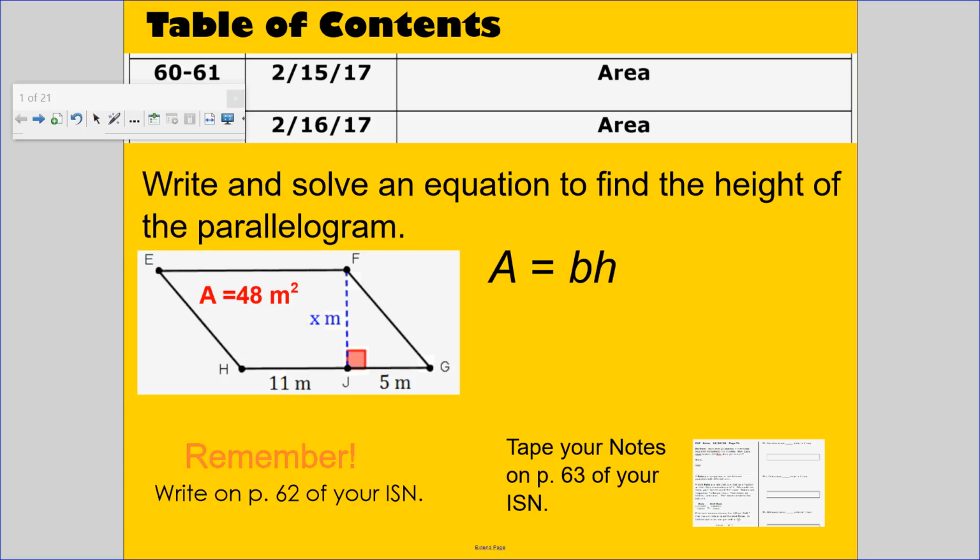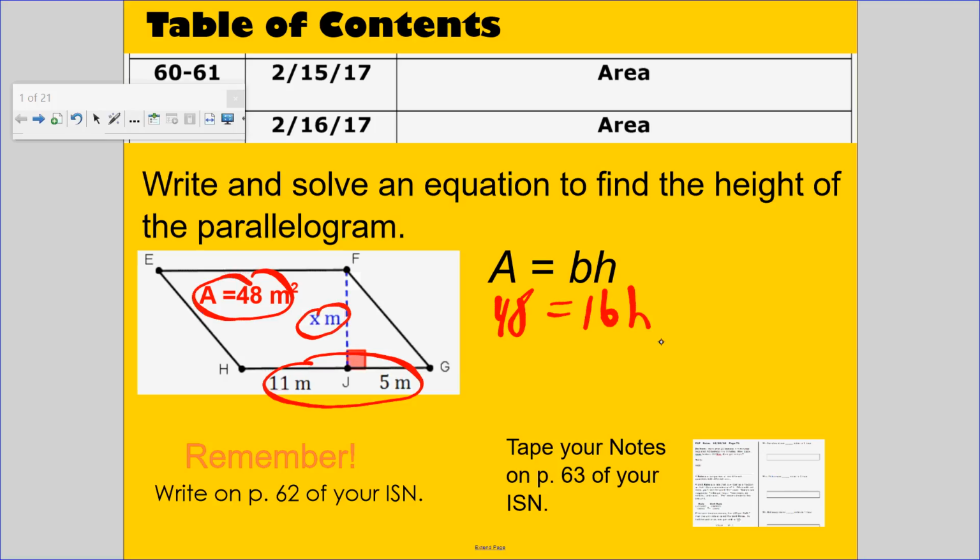So let's look at this. The height, we don't know, but we do know what the area is, and we do know what the base is. So the area is 48, so I substitute the area of 48. The base is 11 plus 5, because the base is the whole thing, not just 11. 11 and 5 is 16.